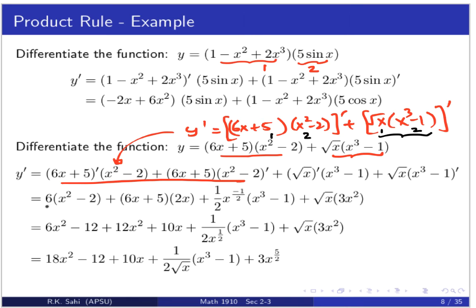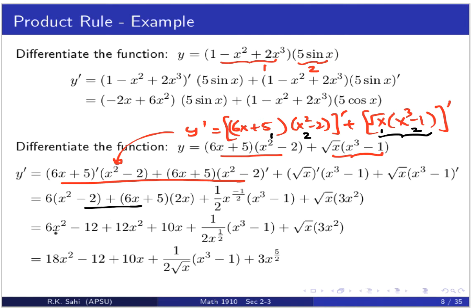You're getting the expression in the second line here: 6 times x squared minus 2 plus 6x plus 5 times 2x, plus differential of square root of x, which is half of x to the power minus half, times x cubed minus 1, plus square root of x times 3x squared. And then I'm just going to do a little bit more algebra, because the first two expressions in this line can easily be gathered together and have some like terms.